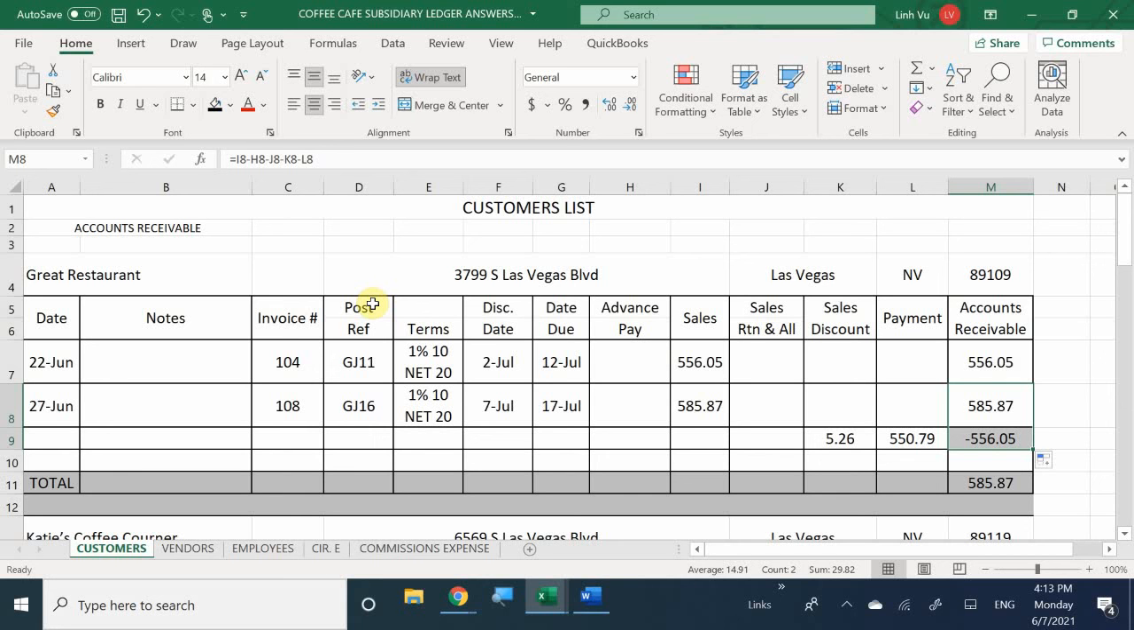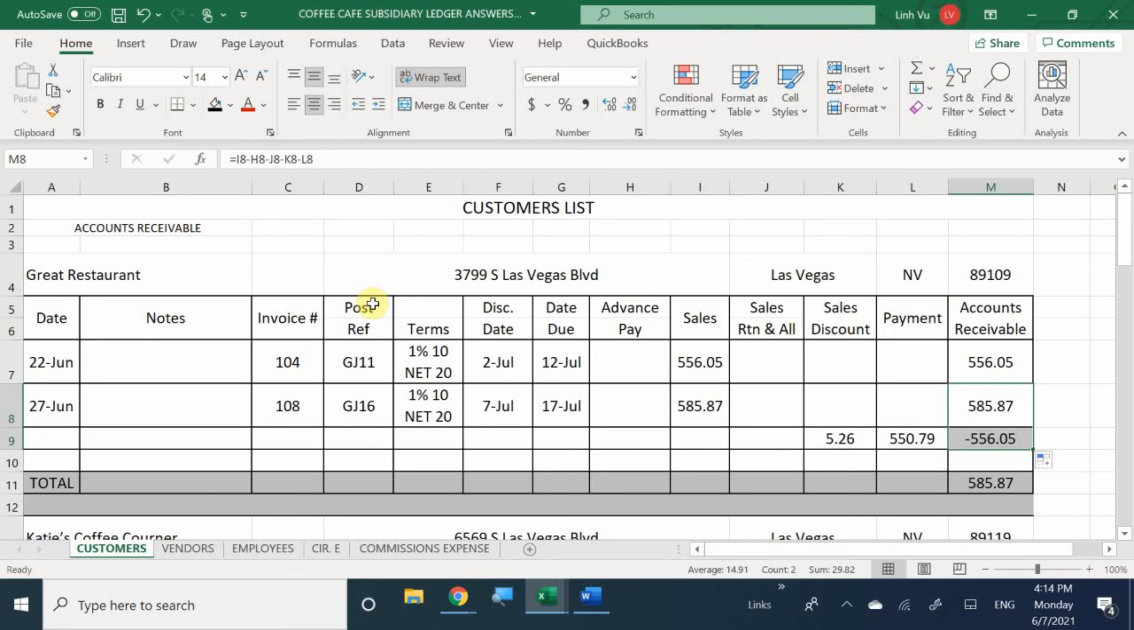Okay, let me do that. So it's going to equal sales minus advance payment minus returns allowance minus discounts minus payment, and I'm incorrect somewhere. Nope, that's it. So 585.87. Yes, your gray at the very bottom should be 585.87, which is your invoice number 108.